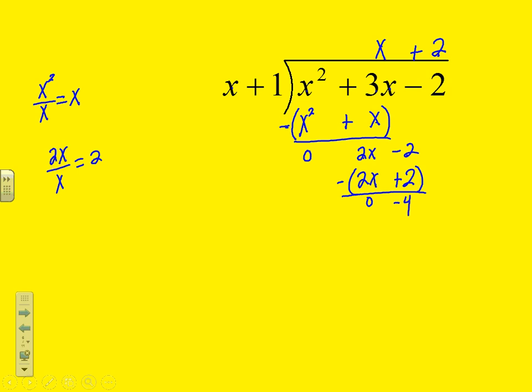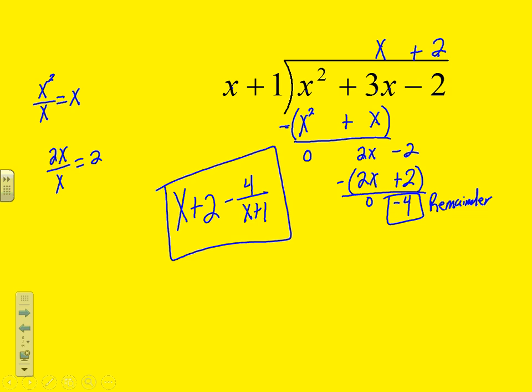So there's nothing left to bring down. So that negative 4, this right here, is my remainder. So x plus 2 happened to be the quotient. The remainder is a negative 4. So if I say plus a negative 4, I'm going to just say minus 4 over the divisor, which was x plus 1. So this would be the final solution for this particular problem.